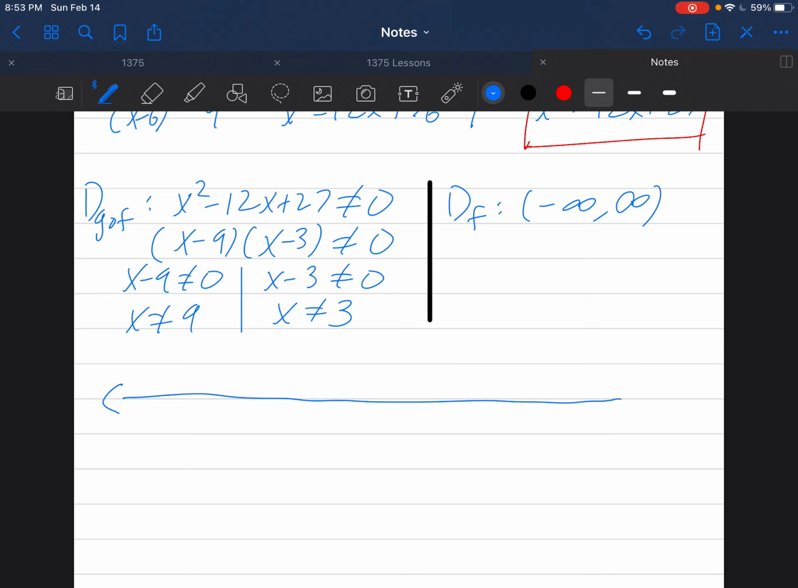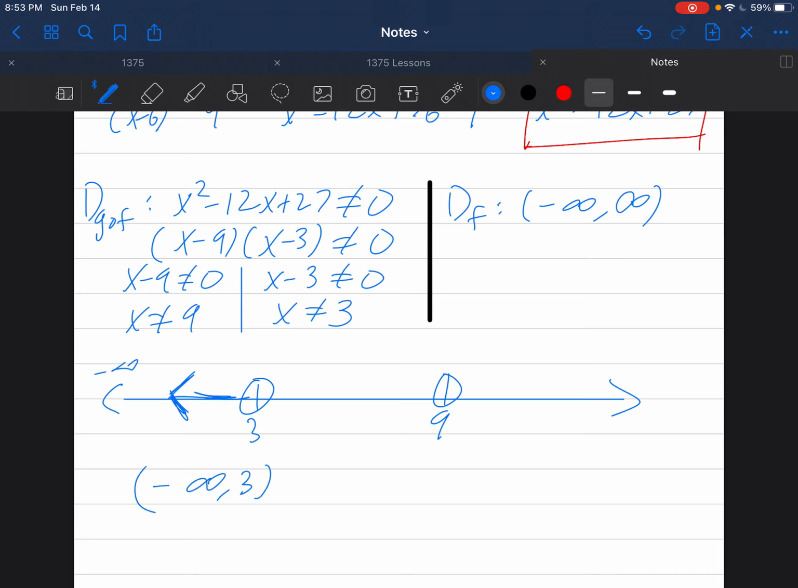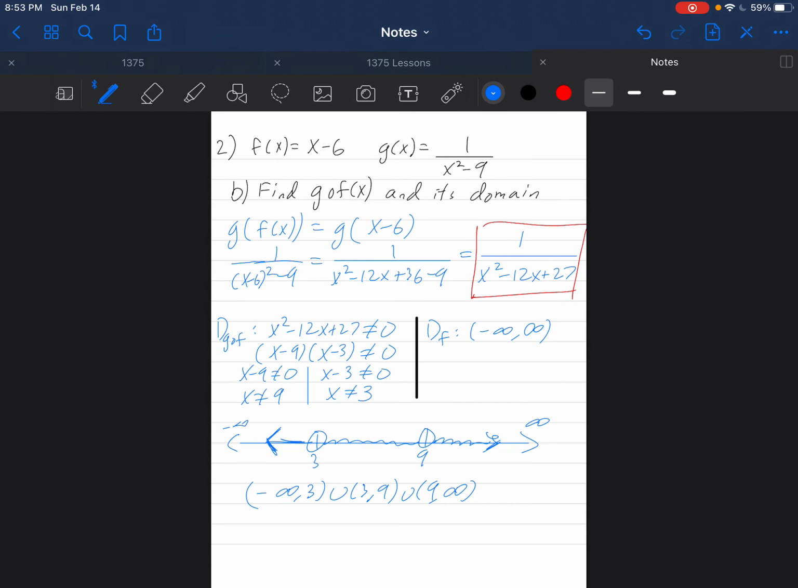So again, even though we're combining technically two domains, one of the domains is all real numbers. So our only restriction will be with these two critical values here. That's negative infinity up to 3. That's from 3 to 9, and that's from 9 to infinity. And there is our function, and there is our domain.